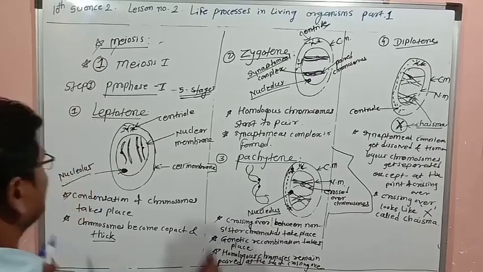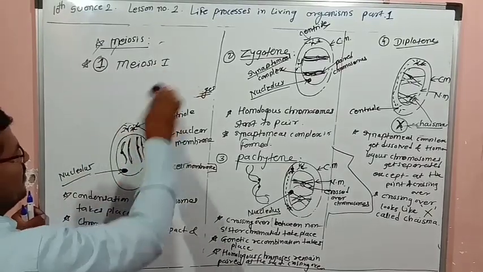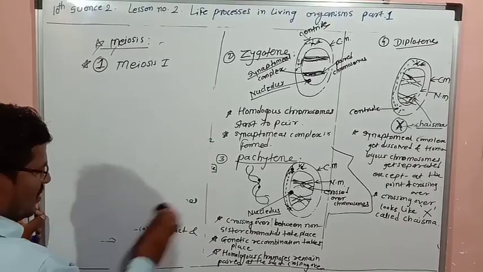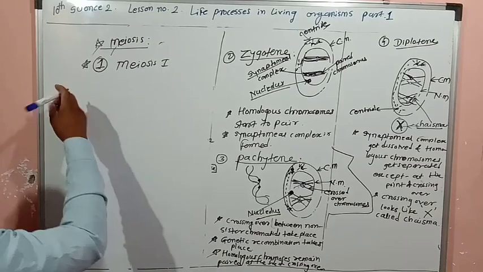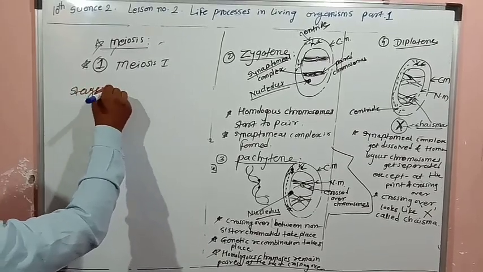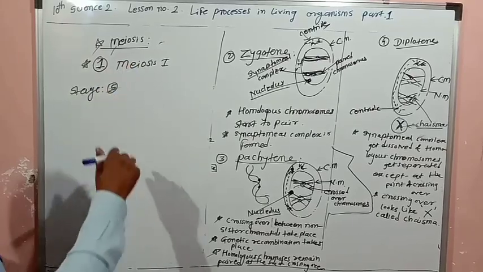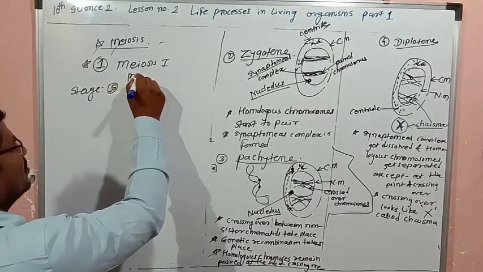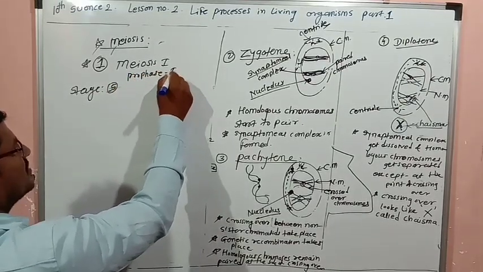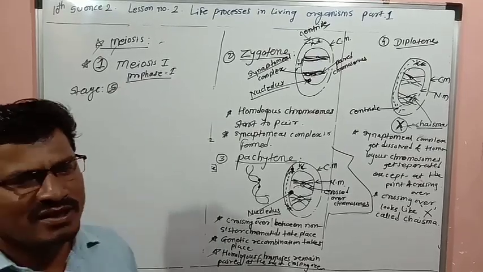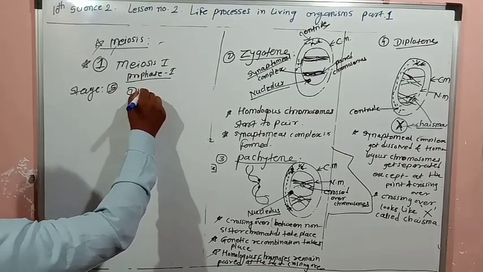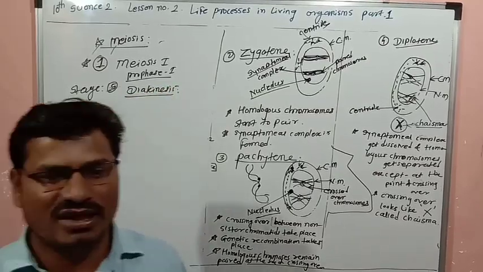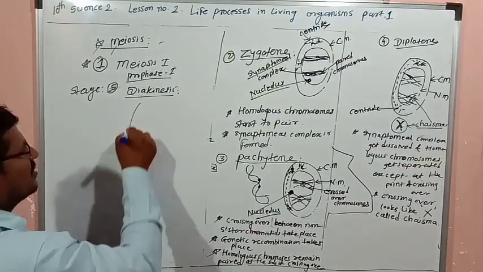And the 5th step I am going to show here. Stage number 5, in case of the prophase of meiosis first. What we are learning? Prophase first. Of the 5 stages, the 5th stage is diakinesis. So in this diakinesis, what takes place? That one we will see diagrammatically.